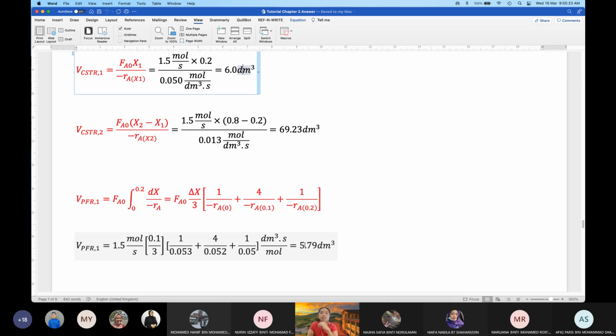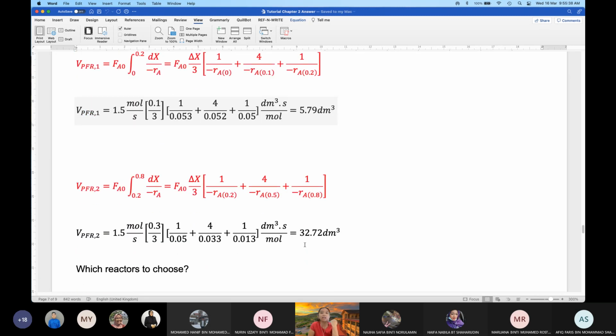Sebab reaktor pertama tu hanya mencapai 20% conversion sahaja, from 0 to 0.2. Smaller conversion, naturally reaktor yang diperlukan pun kecil sahaja. Dia tak payah reaktor yang besar kalau kita hanya nak mencapai small conversion. Okay, done. So we go to the second reactor.